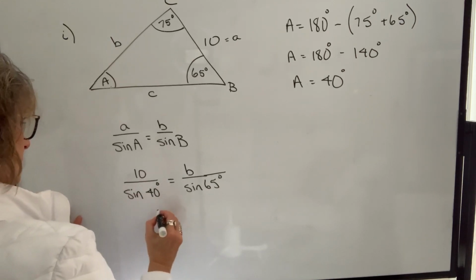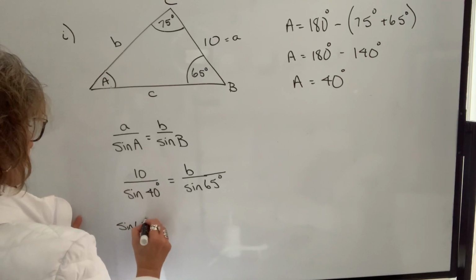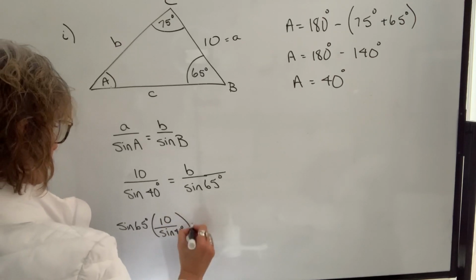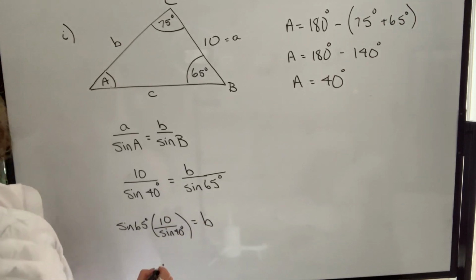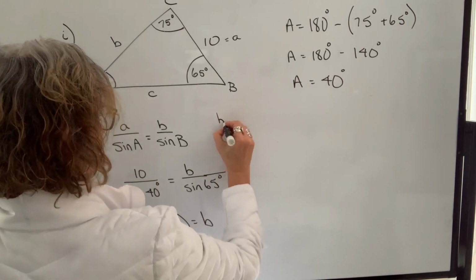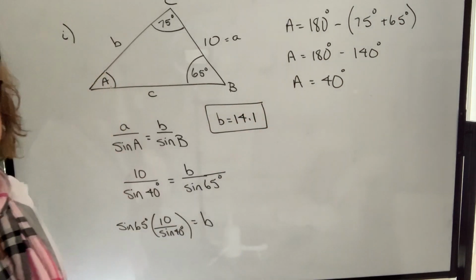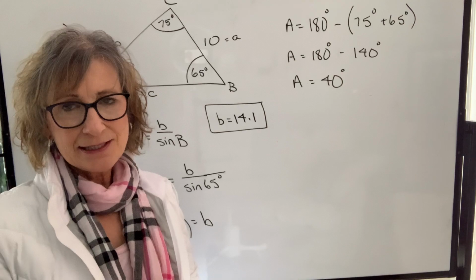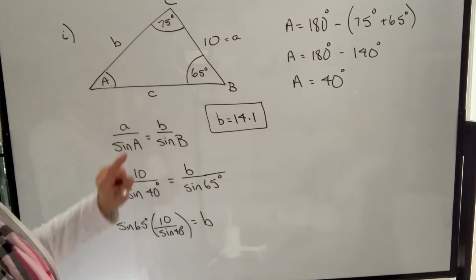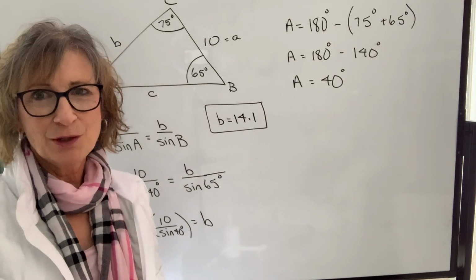So I'm going to isolate b. I'm going to multiply both sides by the sine of 65 degrees. And I will get a value of 14.1 units. In order to find side c, I'm going to use 10 and 40 degrees because this is a rounded off value, and whenever I can work with exact values, I would prefer that.